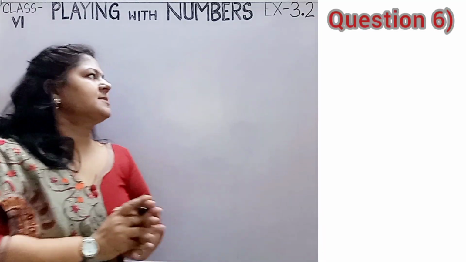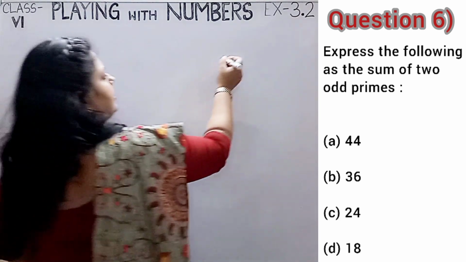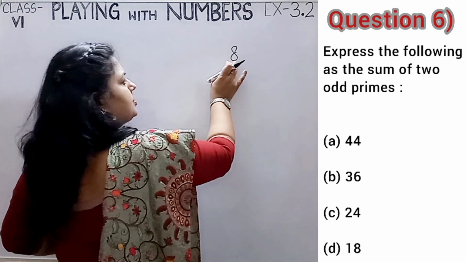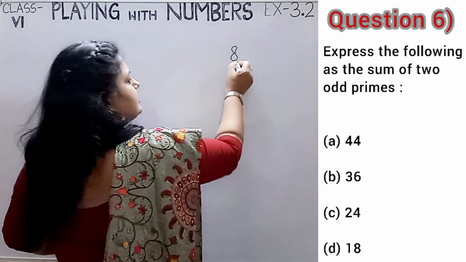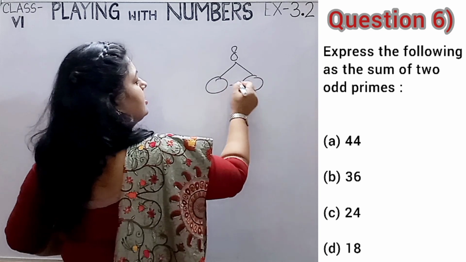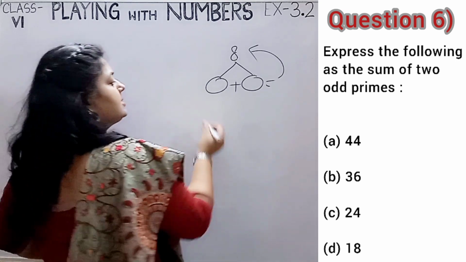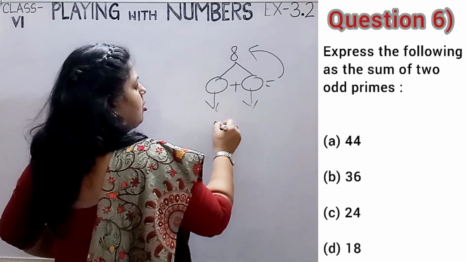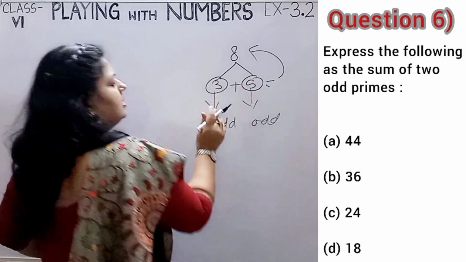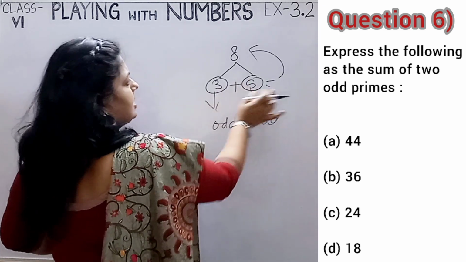Question number 6. Express the following as the sum of two odd numbers. For example, suppose 8 is a number. Now I have to break this number in such a way that if I add these two numbers, the answer is again 8. But the condition is that both should be odd numbers. So here 3 and 5 are both odd numbers, and when I sum these two numbers, I get 8.